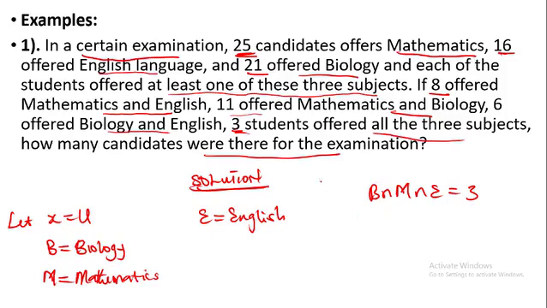They told us also that 11 students offered mathematics and biology, so mathematics intersection biology is equal to 11, and we have 6 offering biology and English, so biology intersection English is equal to 6. We have 8 students offering mathematics and English, so mathematics intersection English is equal to 8. So all we need to do now is to represent this in a Venn diagram.